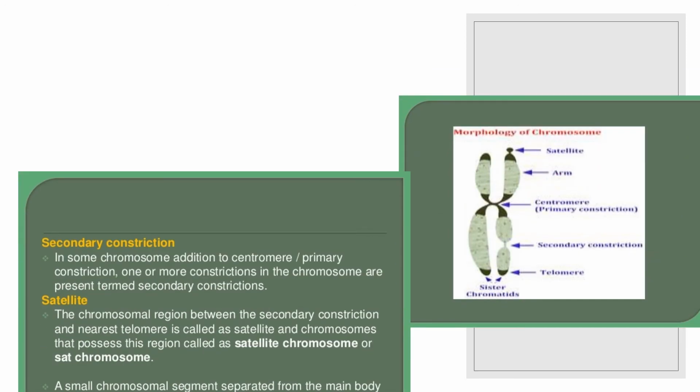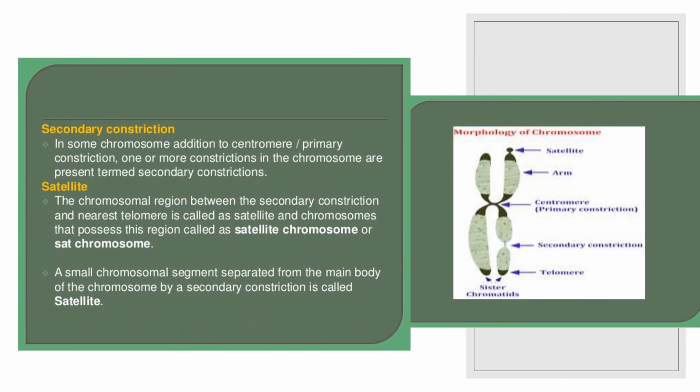The next one is secondary constriction. What is secondary constriction? In some chromosomes, in addition to the centromere or primary constriction, one more constriction is seen, which is called a secondary constriction. You can see here, this one chromatid is again connected by means of a secondary constriction. It is shown over here, also here, also here. This is a secondary constriction.